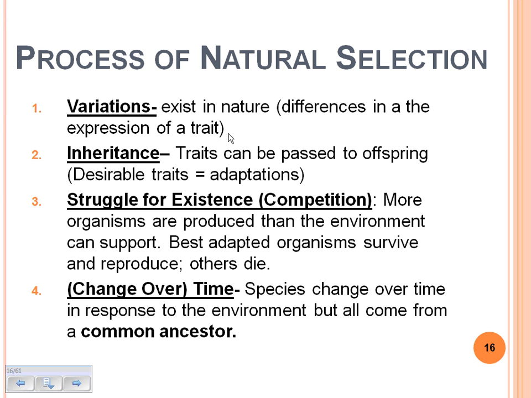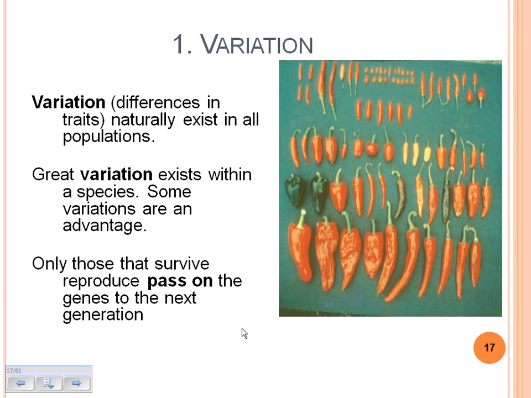There are variations which exist in nature, differences in the expression of a trait. Inheritance, we often call that adaptations, the traits that can be passed on to the offspring, the desirable traits. Struggle for existence, we often refer to as competition. The more organisms are produced than the environment can support, and the best adapted organisms survive and reproduce, and the others die. And then the change over time: species change over time in response to the environment, but all come from a common ancestor. We talked a little bit about this in classification.